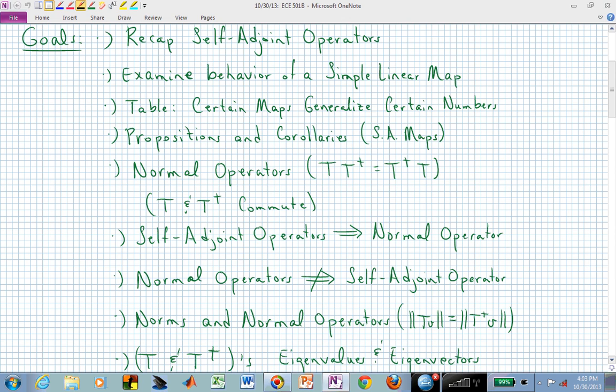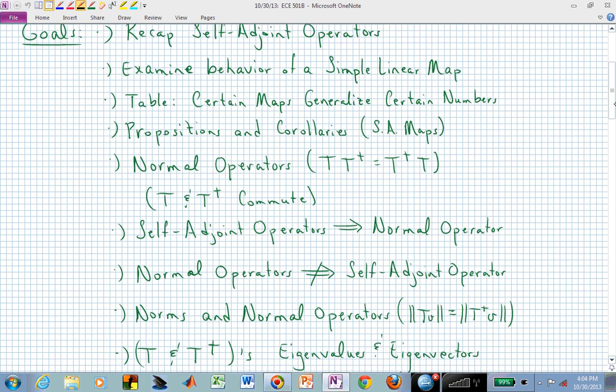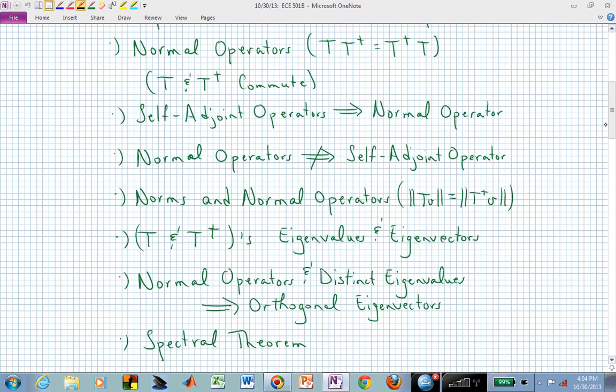A normal operator is one in which the linear map and its adjoint commute, meaning it really doesn't matter if we go T and then T dagger, or if we go T dagger and then T, in terms of moving from something to the result. If T and T dagger commute, then that operator is called a normal operator. And the fact that we have normal operators allows us to do some pretty powerful techniques in thinking about these maps and what they allow us to do.